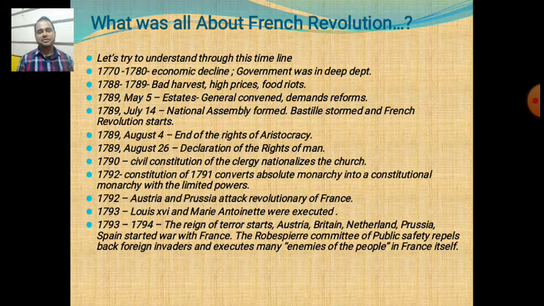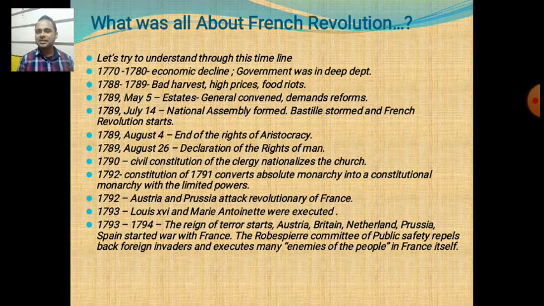1789, May 5: the States General convened and demanded reform. This States General was formed, and they demanded reform in the various existing systems of laws and privileges that existed in France during that period. And when did it happen? On May 5, 1789.